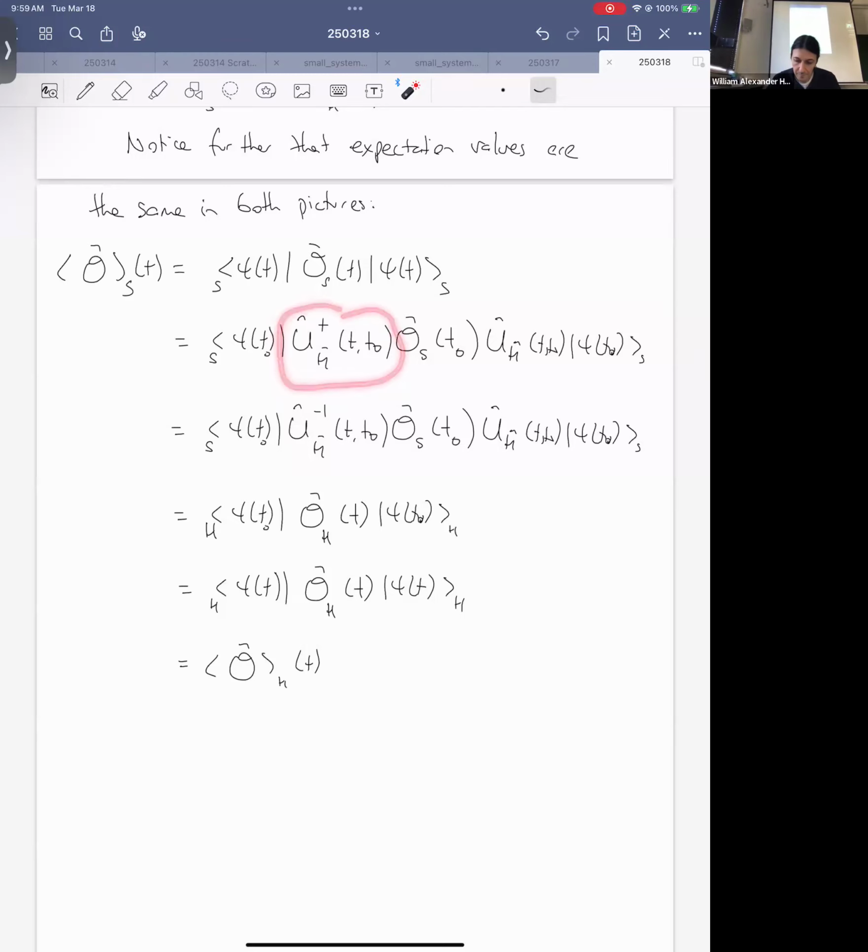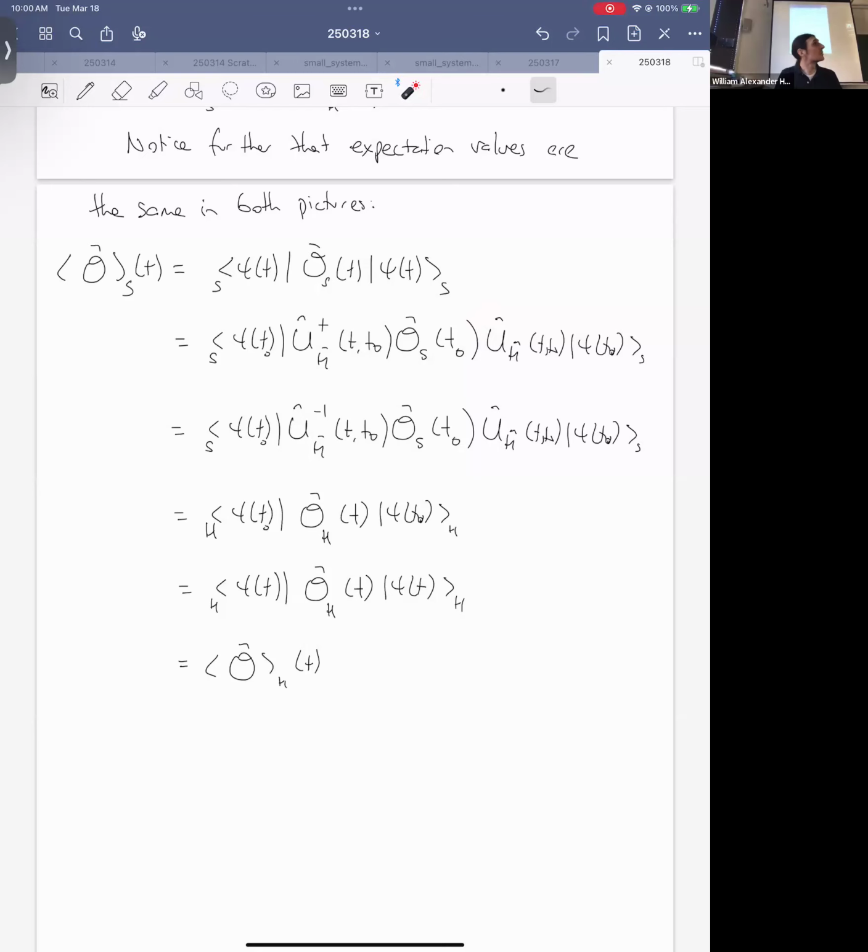Whoops. I'm very sorry, yeah, there's a lot of subscripts floating around, which the intention is for it to be clear.